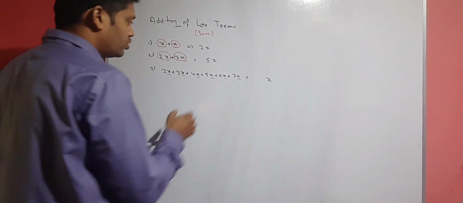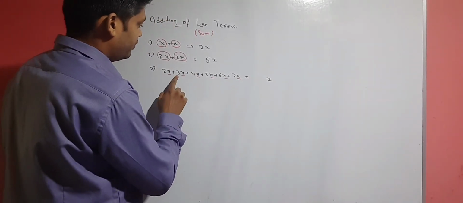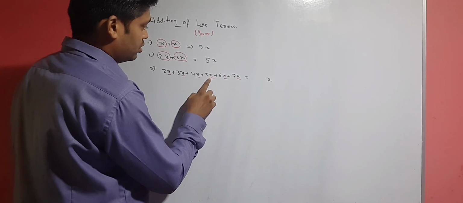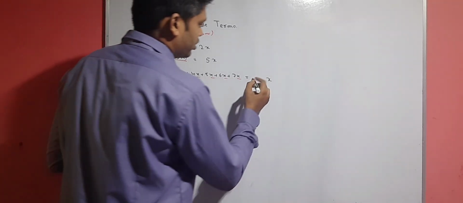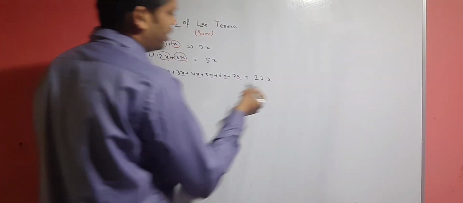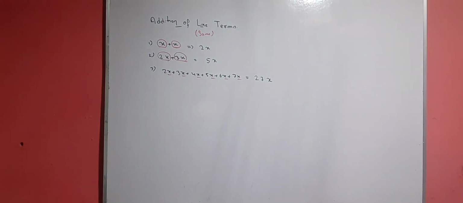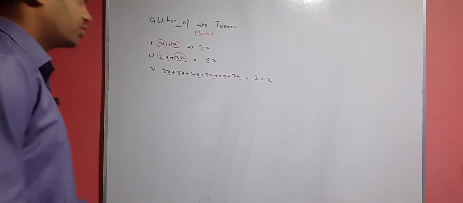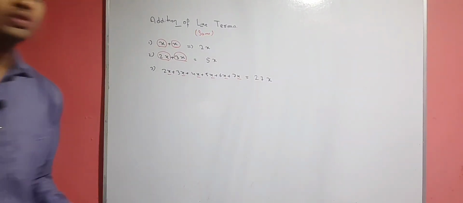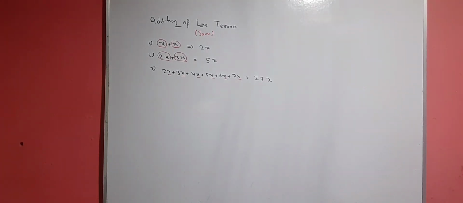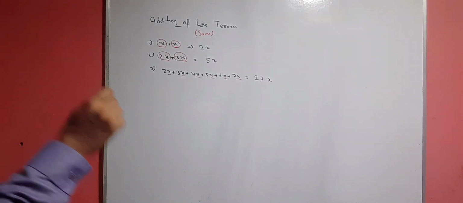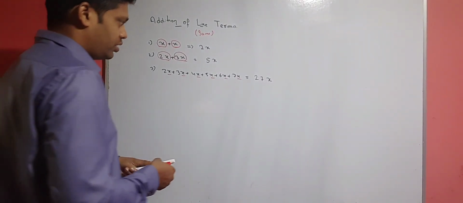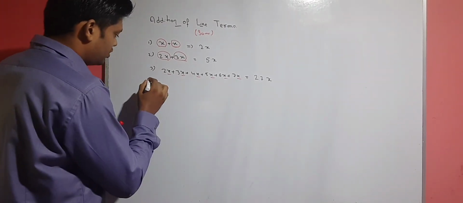So it will be 27, and the x will be like this. So here x denotes that we have added up all the values which consist of x. There are many values which are being added up, and we got the value as 27x. So x represents that.